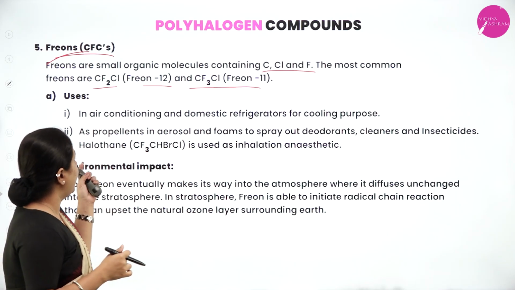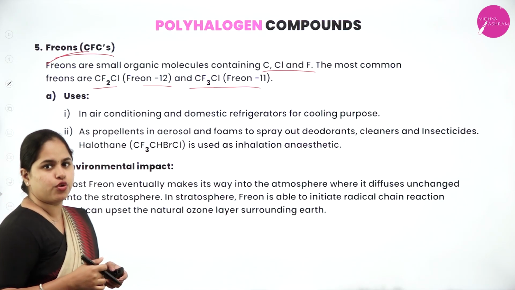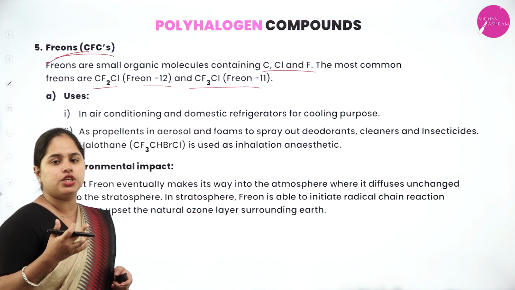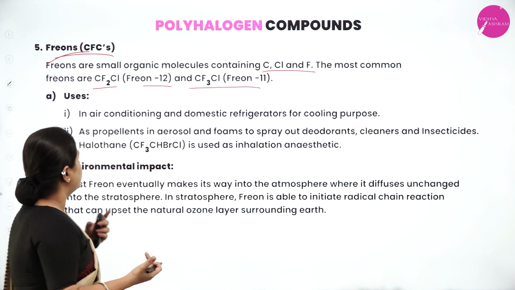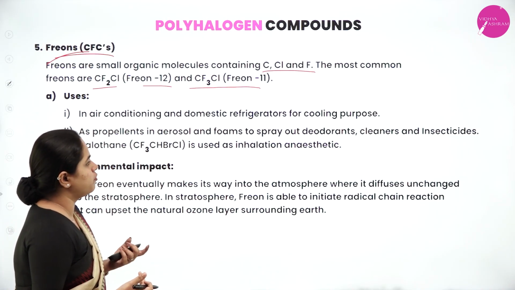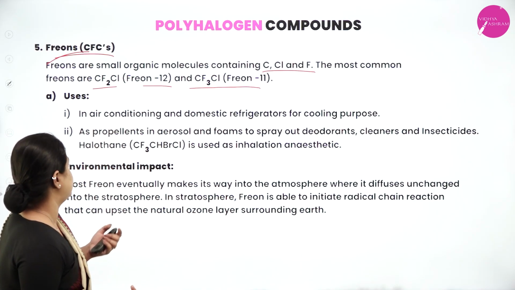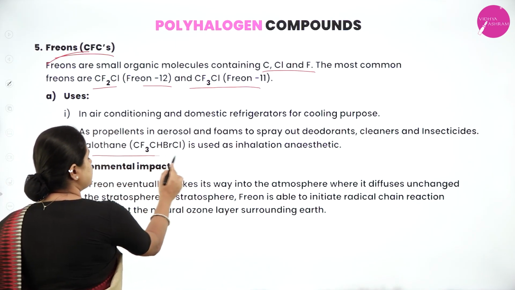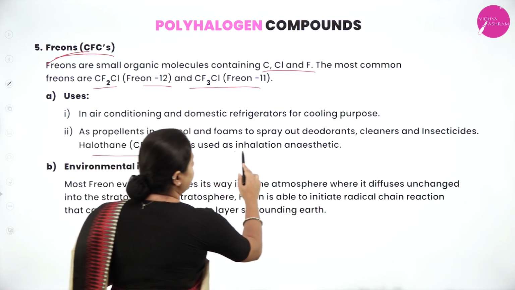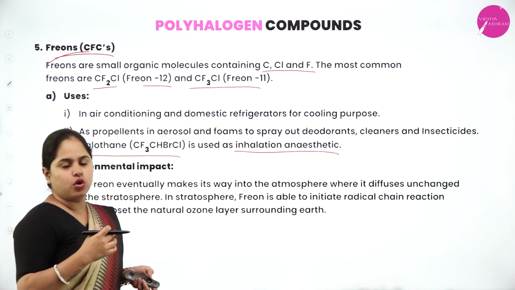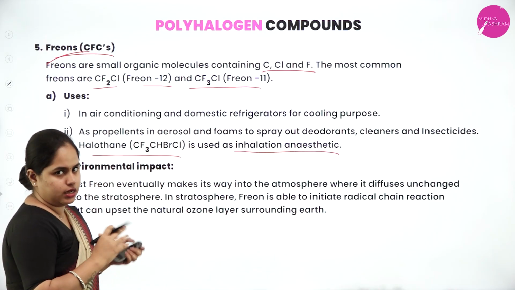So it is used in air conditioning and domestic refrigerants for cooling purpose. So freons are generally used as refrigerants. The next one is as propellants in aerosol and foams to spray out deodorants, cleaners and insecticide. Halothane CF3CHBrCl is used as inhalation anesthetic. Okay, so all these are uses of CFCs.